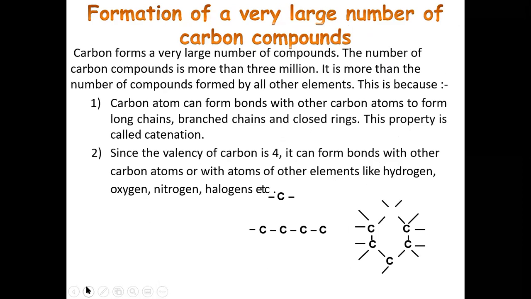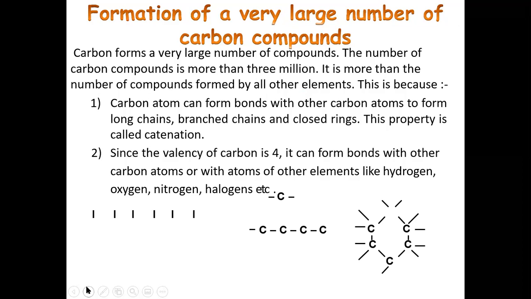This is because a carbon atom can form bonds with other carbon atoms to form long chains, branch chains, and closed rings that are known as cyclic structures also. This property of carbon is known as catenation. Since the valency of carbon is 4, it can form bonds with other carbon atoms as well as with heteroatoms like hydrogen, oxygen, nitrogen, and halogens.